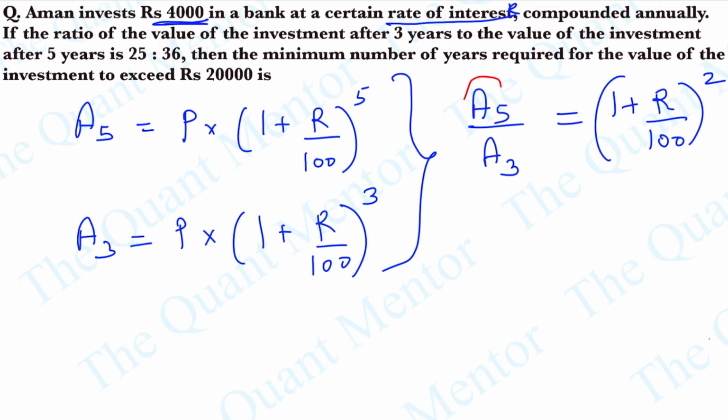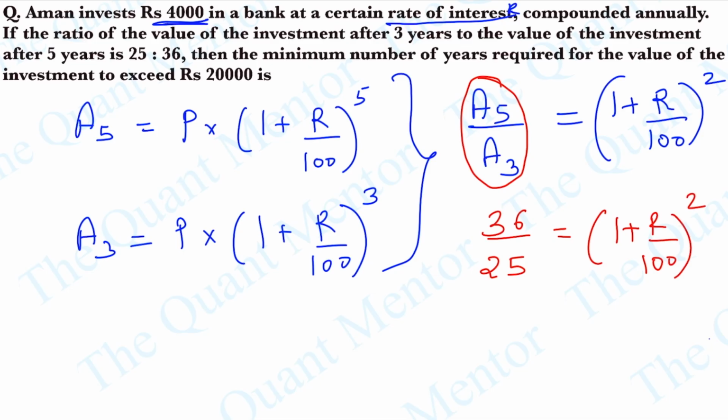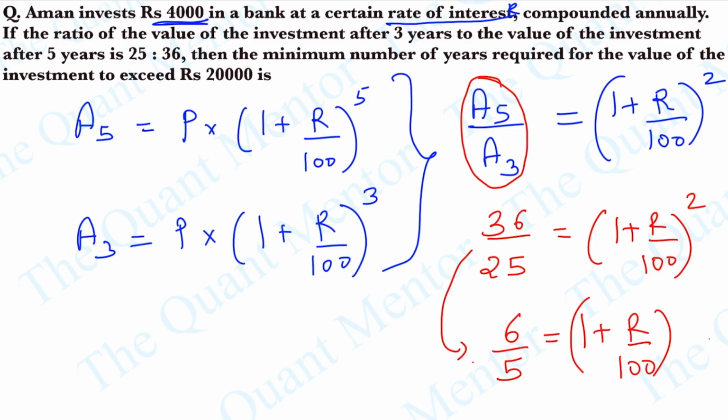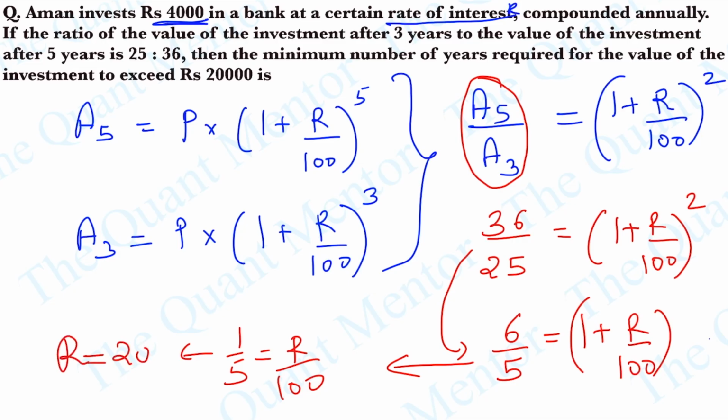The question gives us the value of A5 upon A3. The amount after 5 years upon the amount after 3 years would be 36 upon 25 as per the question. So now the right hand side, (1 plus R by 100) the whole raised to 2, is actually 36 by 25. We'll take square roots on both sides. When I take square roots on both sides, we will get 6 by 5 is equal to 1 plus R by 100. So we can further simplify this and say 6 by 5 minus 1, or 1 by 5, is equal to R by 100, or I will simply get R as 20. The rate of interest in this question is 20%.